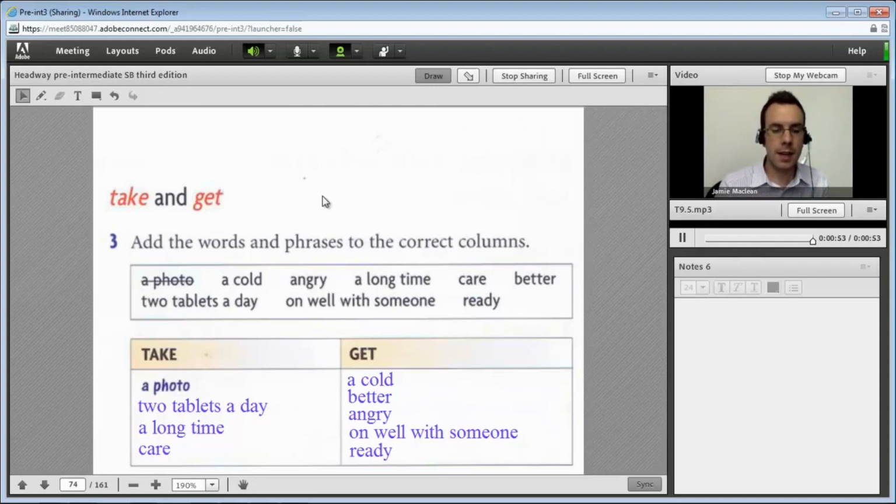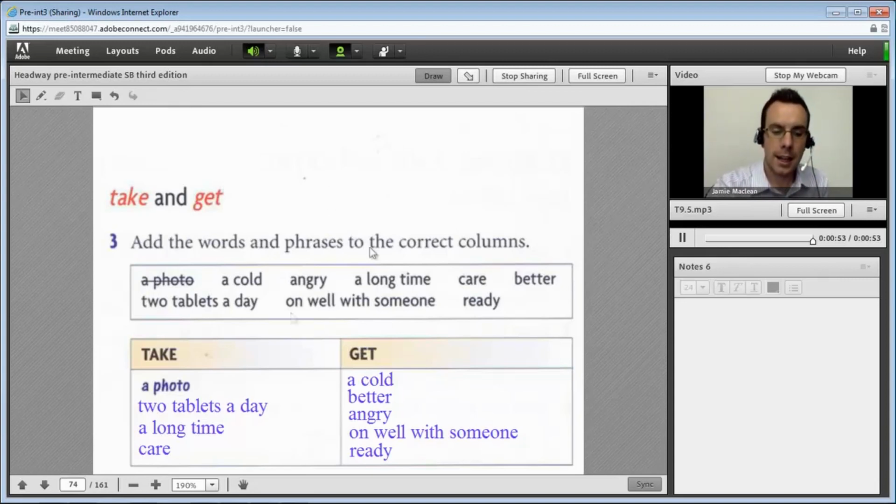Take care. Take care is something we say to someone, usually when we leave them. Take care. Get a cold, of course, means get sick. Get better means to get well again. Get angry. If someone does something to annoy you, maybe you get angry. Get on well with someone means to be friendly with them and to like them. And get ready in the morning. You have a shower, brush your teeth, eat your breakfast, you get ready for school.